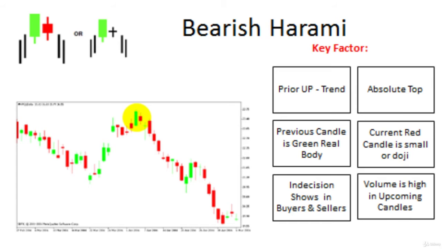Now we discuss the bearish Harami pattern. As the candlestick formation seen on your screen, there are two patterns. The first pattern is a big green real candle body which creates a top, and the next candle is a small red candle which is undershadowed by the previous candle. In the next formation, there is a big green real candle body which creates a top, and the current candle looks like a doji candle.